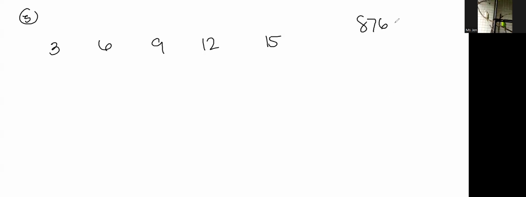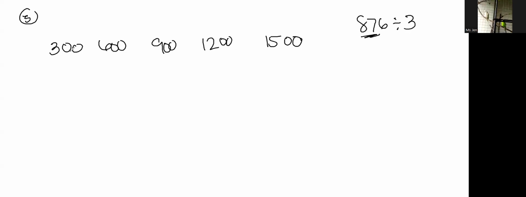3, 6, 3, I need some space, I guess. So you have 3, 6, 9, 12, 15. But since our question was 876 divided by 3, then that's in hundreds. So you put 0, 300, 600, 900, 1200, 1500.